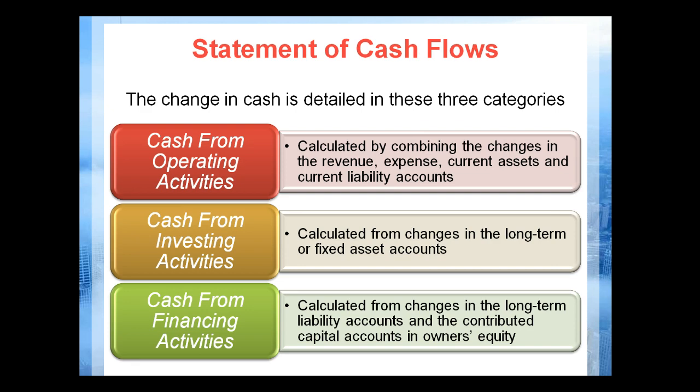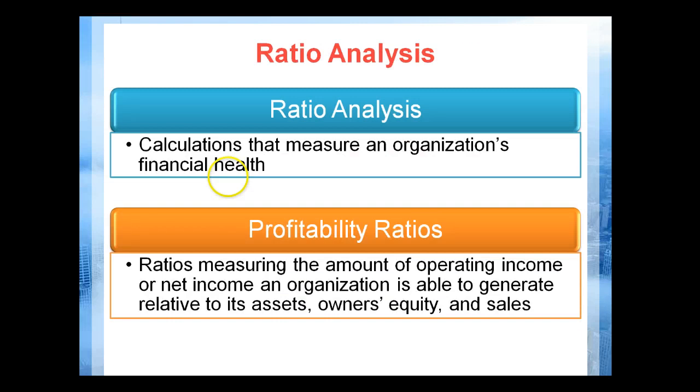The statement of cash flows is presented in three different categories: operating activities, investing, and financing activities. And each transaction the organization has that has a cash effect, meaning cash coming in or cash going out, will be categorized in one of these three categories.